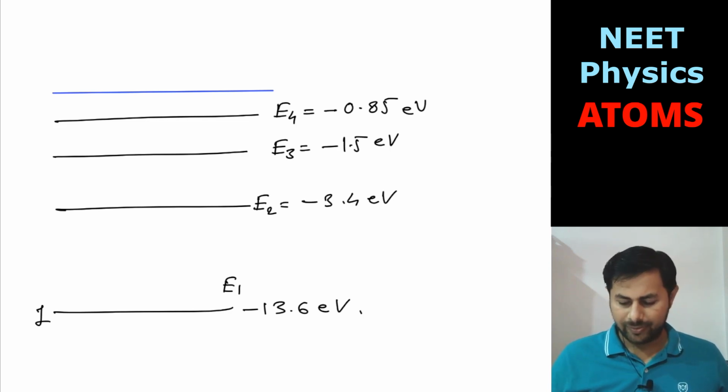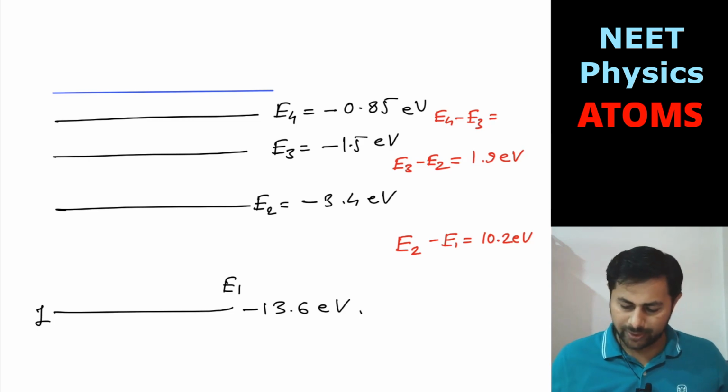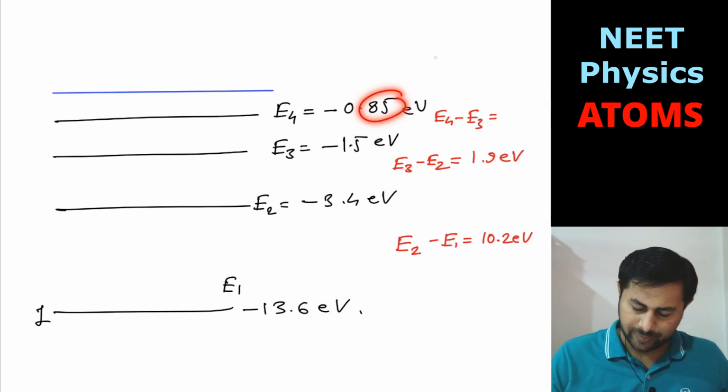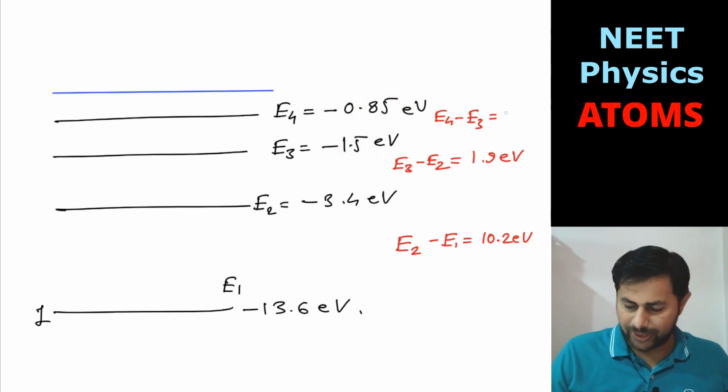Right? So the energy difference between the nearest states, E2 minus E1, is equal to what? 10.2 eV. E3 minus E2 is equal to 1.9 eV. E4 minus E3 is equal to what? 0.75 or something like that. It's 0.65. Okay, so it would be 0.65 eV.